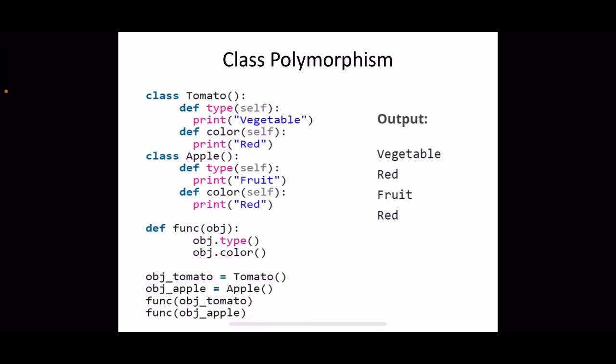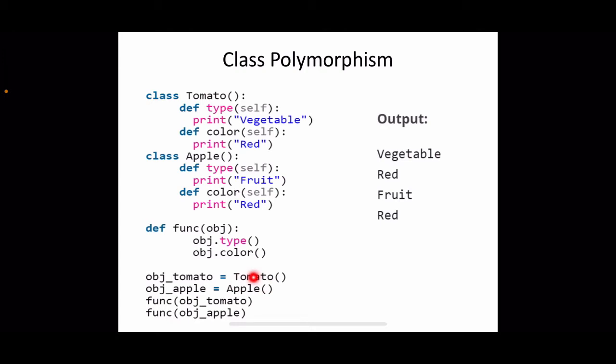We are defining a new function in which one argument is there, and the purpose of this function is that whatever object we pass, the corresponding object's type method will be invoked and the corresponding object's color method will be invoked. So depending on the argument we pass, the appropriate type and color methods will be invoked. Now let us invoke this by creating objects. First an object is created, obj tomato, by invoking the corresponding constructor tomato.